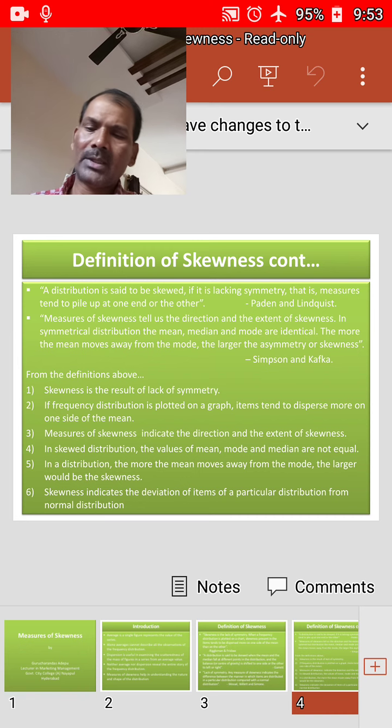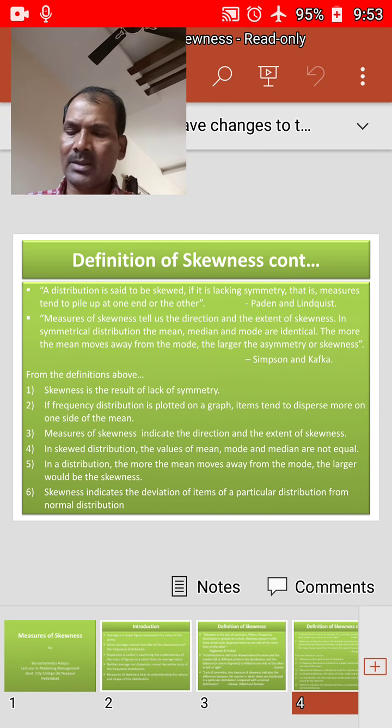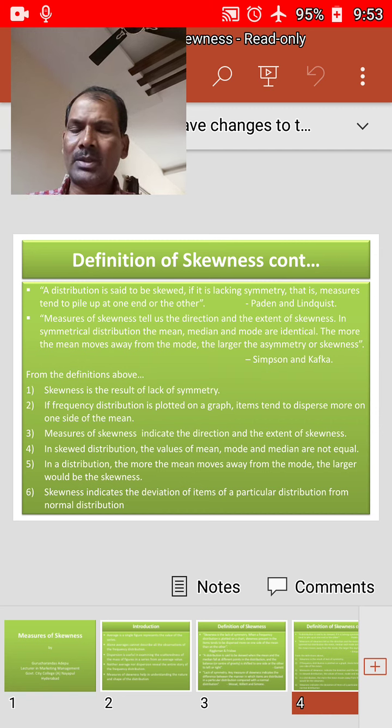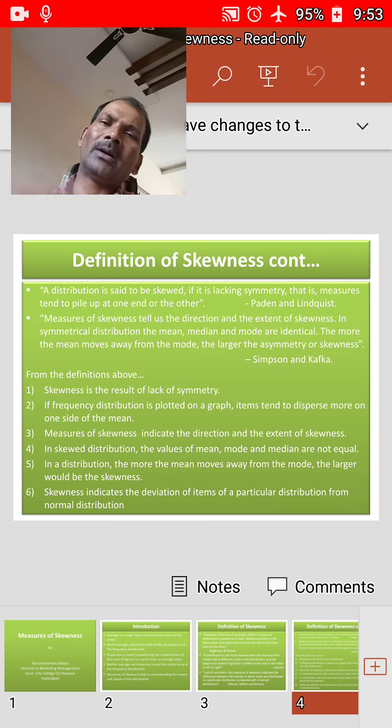And that is, skewness is the result of lack of symmetry. We will come to a conclusion with all these definitions that skewness is a result of lack of symmetry. If a frequency distribution is plotted on a graph, items tend to disperse more on one side of the mean. If you take a graph paper and plot the same given distribution, you will see that the items tend to be more on one side and less on the other.